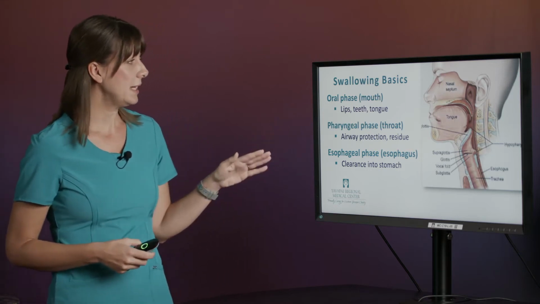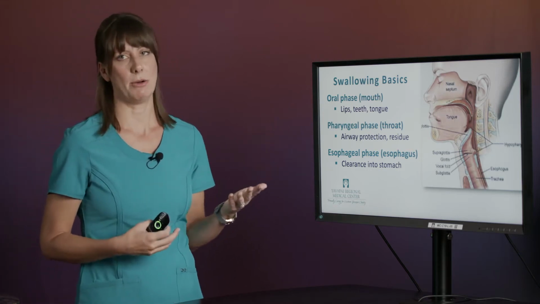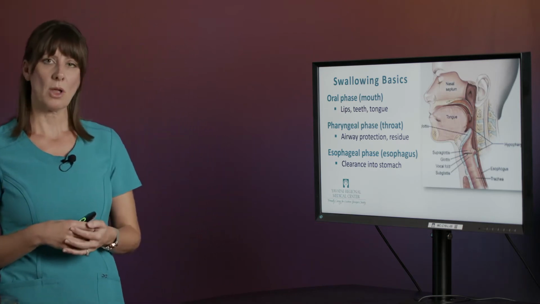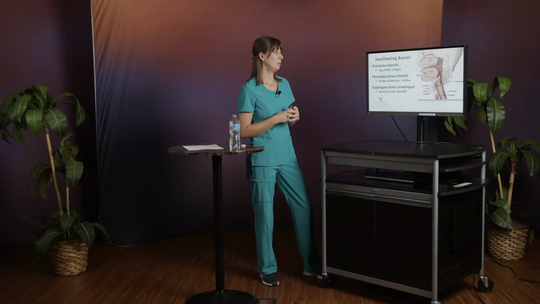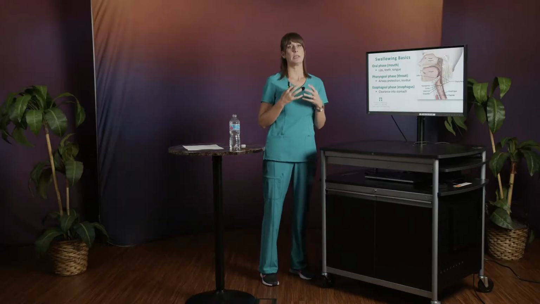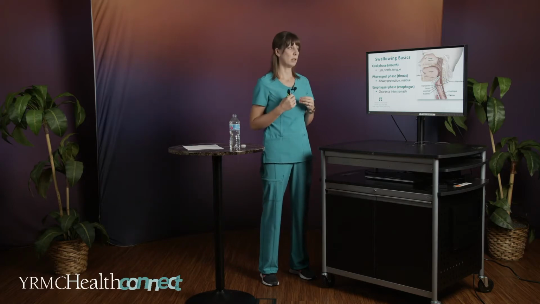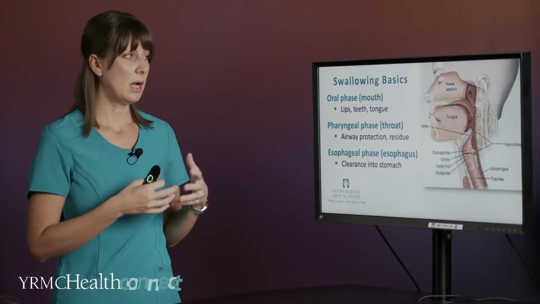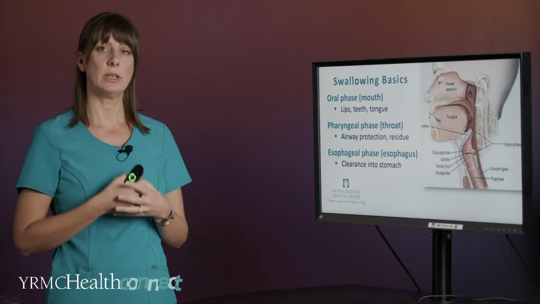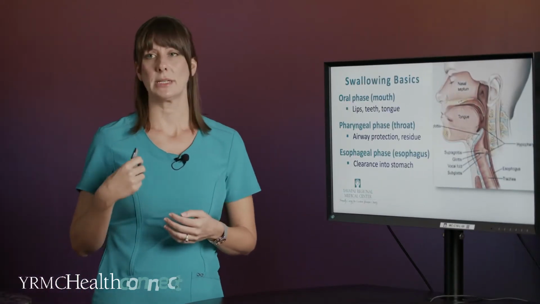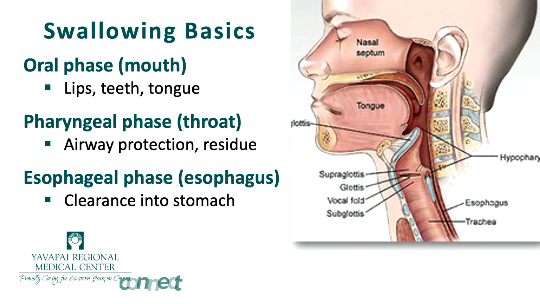So the first phase, the oral phase, this is the mouth. Essentially, it's the tongue, the lips, and the teeth all working together to hold on to the food and liquid and prepare it, chew it, and get it ready to swallow, okay? And the tongue works to move the food and liquid towards the back of the mouth that then triggers a reflex. And that reflex begins the next phase of the swallowing, which is the pharyngeal phase.